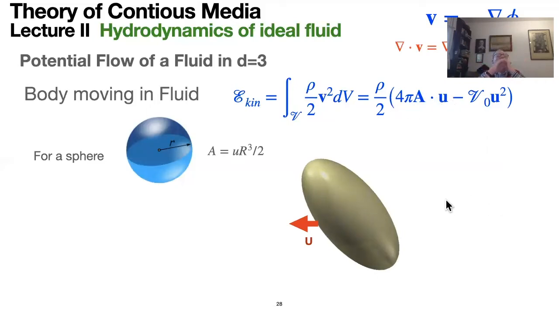But what happens when the body which is moving in a liquid is not spherically symmetric? It is just some body with a smooth surface, but, well, I happen to have a nice drawing of an ellipsoid, so I use the ellipsoid. And this ellipsoid is moving with the velocity v in the liquid. Well, we now have to solve the Laplace equation with the boundary condition, not on the surface of a sphere, which we used to calculate the value of the coefficient A, which is U times R cubed over 2, but we have to solve this equation with the boundary condition on the ellipsoid.